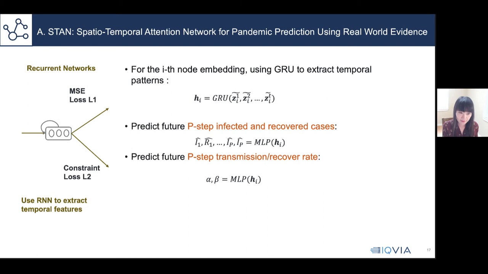Next, the graph embedding will be fed into a GRU to extract a temporal relationship. The hidden state of the GRU will be used to predict the future number of infected and recovered cases. Unlike the existing time series-based models, which can only predict the outcome for the next time step, we can predict p-step infected and recovered cases. We tested, and we can effectively predict up to 20 days into the future.